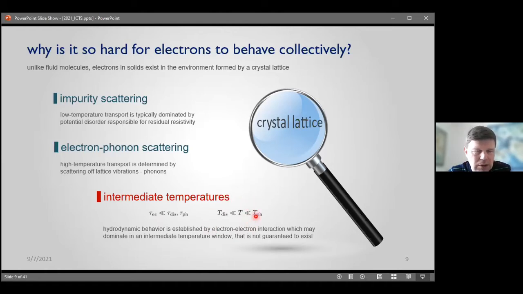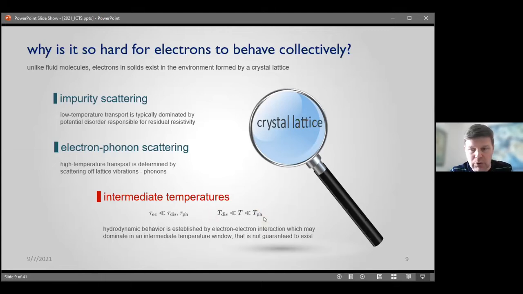And so this inequality is not really an inequality, because it's not like there is a special temperature associated with disorder, a special temperature associated with phonons. It's just to indicate that at very low temperatures, typically disorder scattering dominates. At higher temperatures, typically phonon scattering dominates. And so hydrodynamic behavior is possible if there exists an intermediate temperature range where electron-electron interactions dominate. And then weak disorder or weak electron-phonon scattering can be considered as weak perturbations on the background of the formed hydrodynamic behavior.